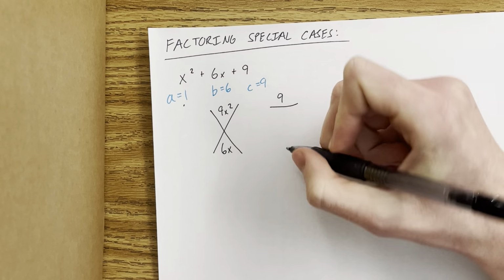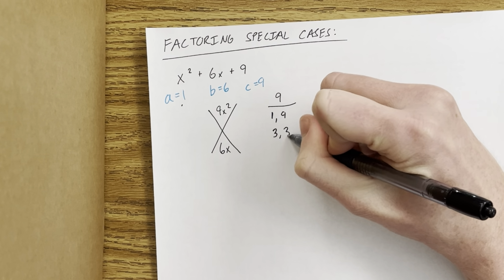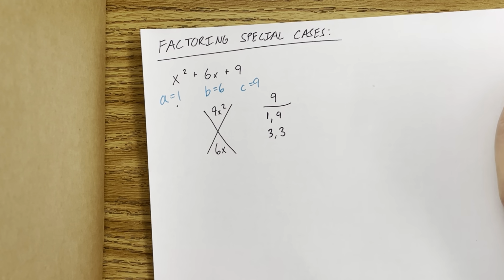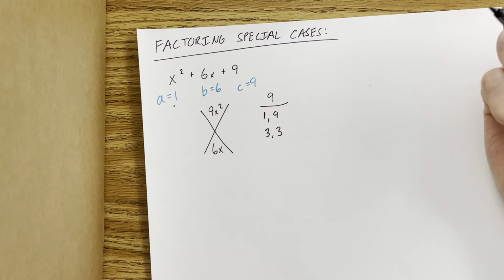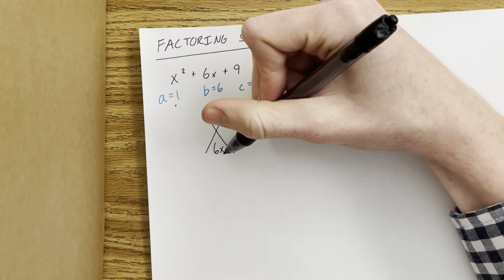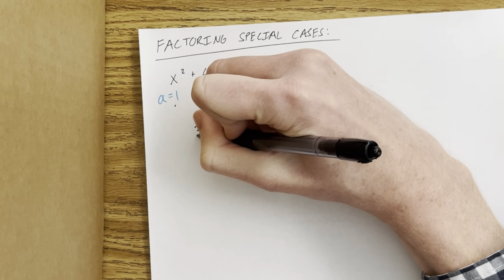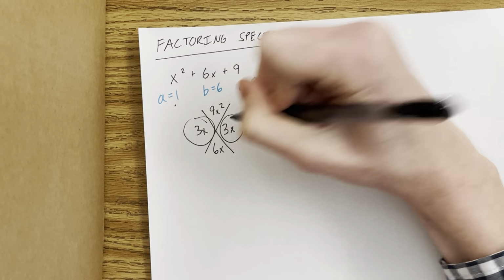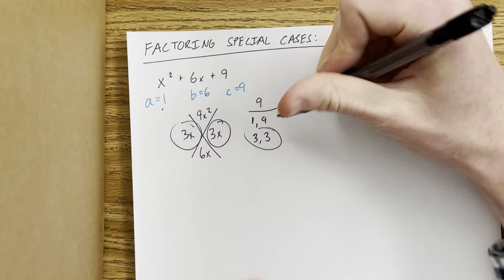So what are the factors of 9? We have 1 and 9, 3 and 3, and that's it. So do any of these add up? 1 plus 9, does that equal 6? No. 3 plus 3, does that equal 6? Yep. So that's 3x and 3x. I'm going to circle those because those are the only things I'm taking from this diamond.